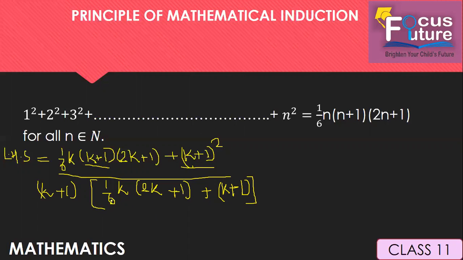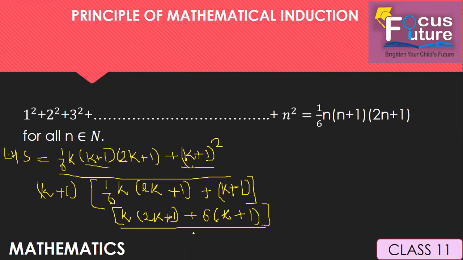Now let us take the LCM of this 6. So you would get k into 2k plus 1 plus 6k plus 1, whole divided by 6, and you have k plus 1 outside, right?